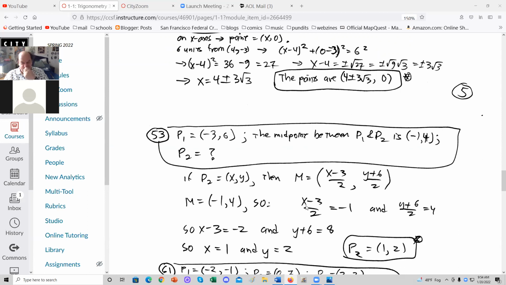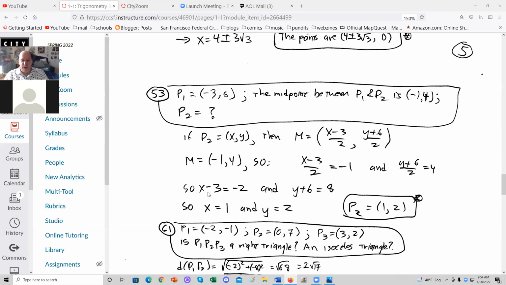And so, okay, we have two equations and we solve them. x minus 3 over 2 is -1, so transpose the 2: x minus 3 is -2. Here we multiply both sides by 2: y plus 6 equals 8. Here we add 3 to both sides, so x equals 3 minus 2, which is 1. You subtract 6 from both sides, so y is 8 minus 6, which is 2. x is 1 and y equals 2, so the second point is 1 by 2. And there's the answer.